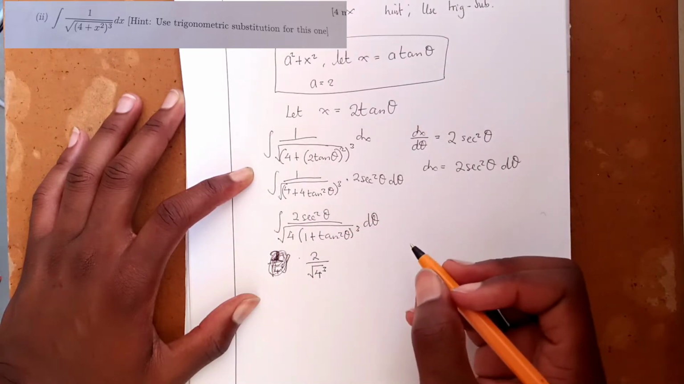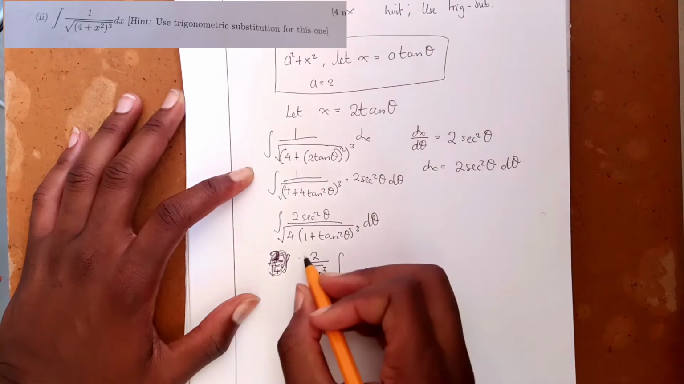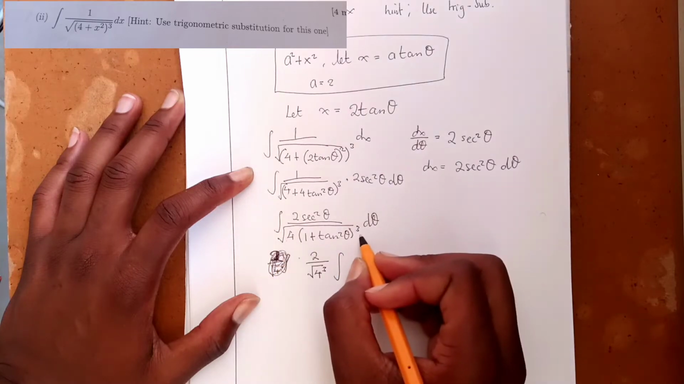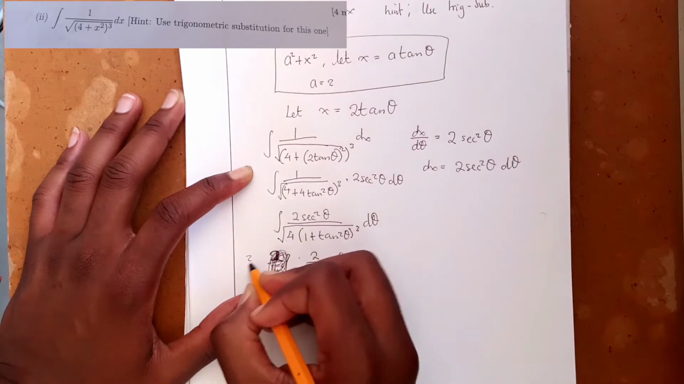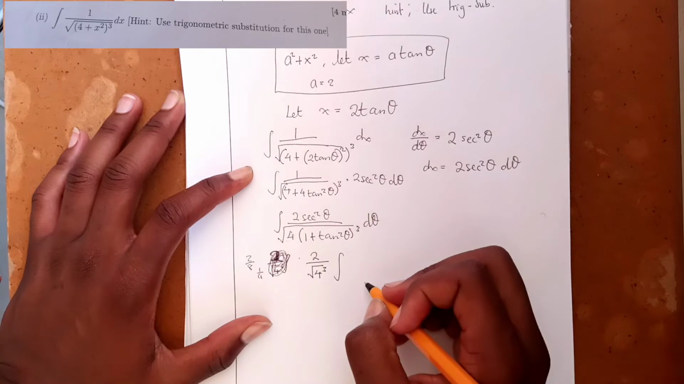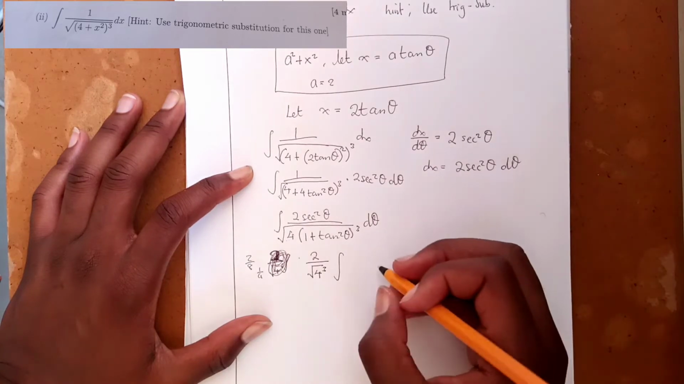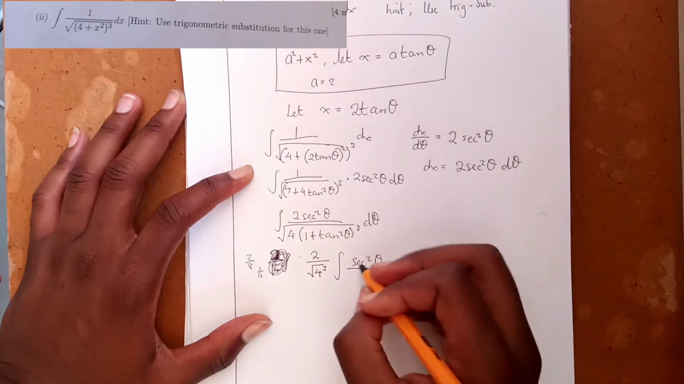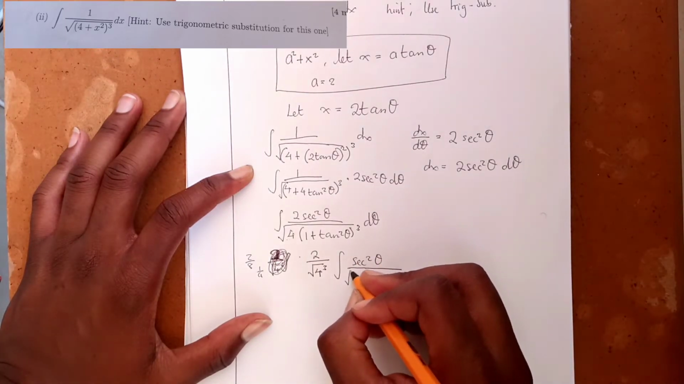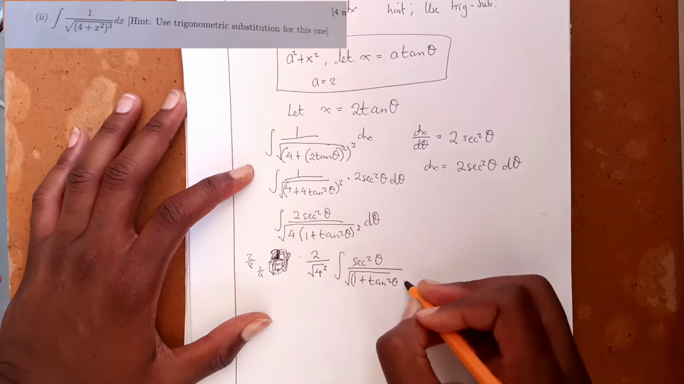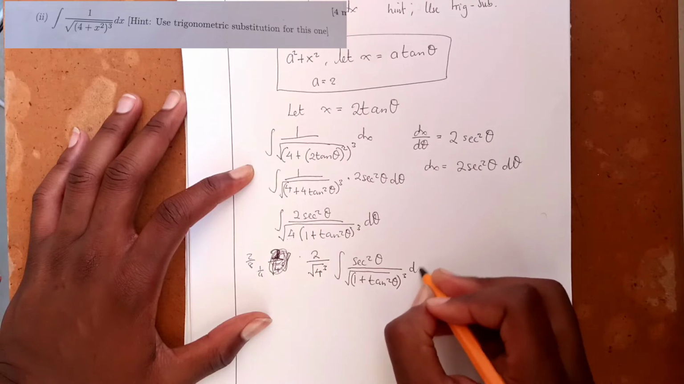Or you might as well just write the 4 there. You find the square root of 4, which is 2, then take it to the power 3, which is 8, which will give us 2 over 8, which will still come back to 1 over 4. And then when we go on further, all that we're going to get is 1 over 4. So now we have sec squared theta on the top, then on the bottom we have the square root of 1 plus tan squared theta to the power 3 d theta.